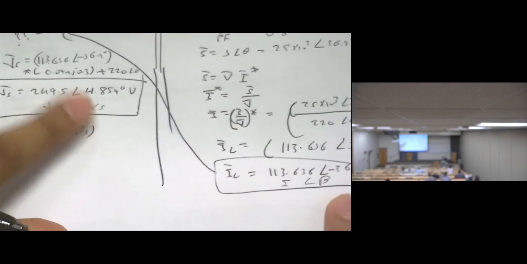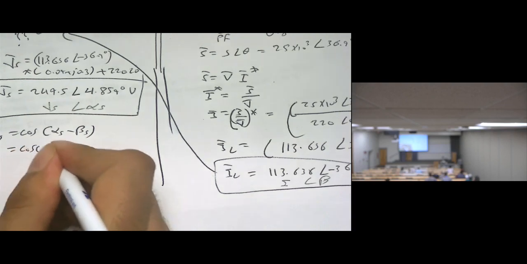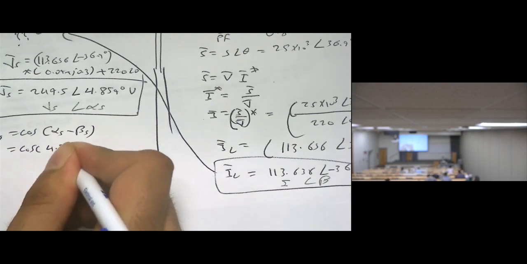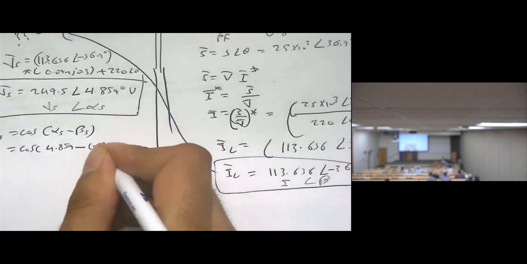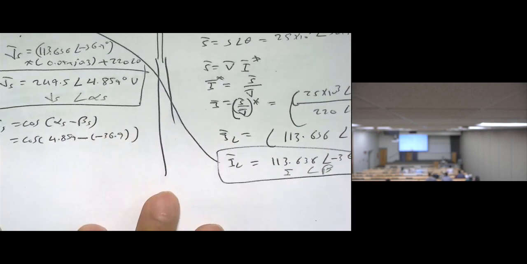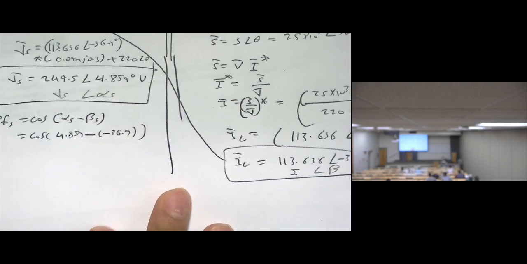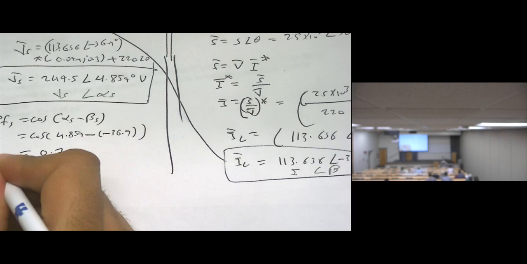What's alpha? What's beta? Here. So it will be cosine of alpha, 4.859 minus beta, which is negative 36.9. Then the answer will be 0.75.